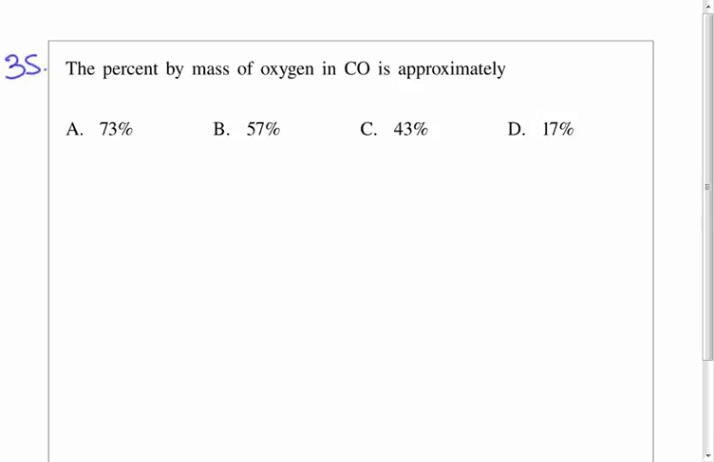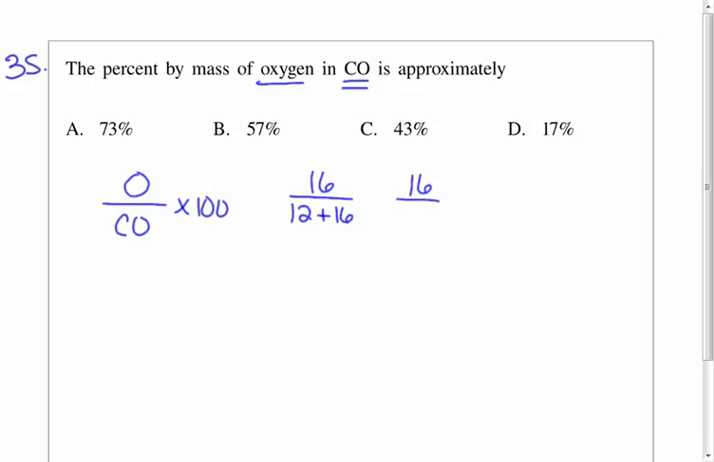Number 35, we're back to finding actual percentages. We want to find the percentage of oxygen in CO. So there's just a single oxygen over the whole thing. Oxygen weighs 16, 1 carbon and 1 oxygen. So when we do that math, we end up with 16 over 28 times 100. And when we round that to the nearest whole number, we get 57%.